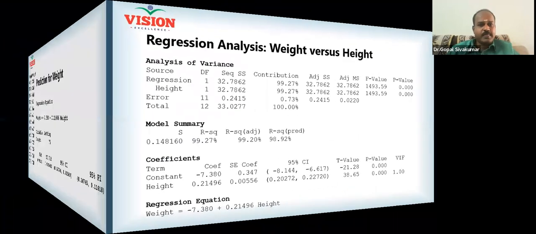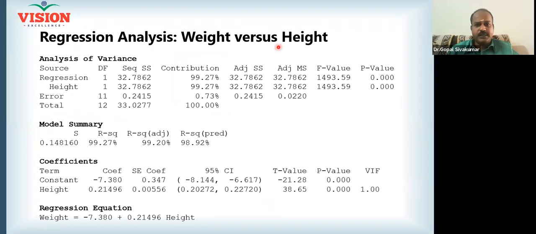See here, for the same thing, the ANOVA table is created, and the model summary is created. Look at the R squares: adjusted R square, predicted R square, all of them are close to each other. That means your regression is very strong. You have enough data to comment, the way we are discussing right now. And look at the S value. S value is very, very low.